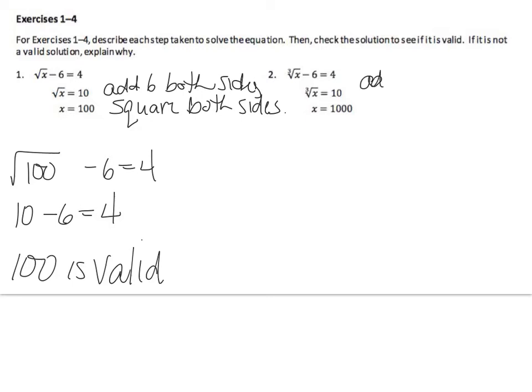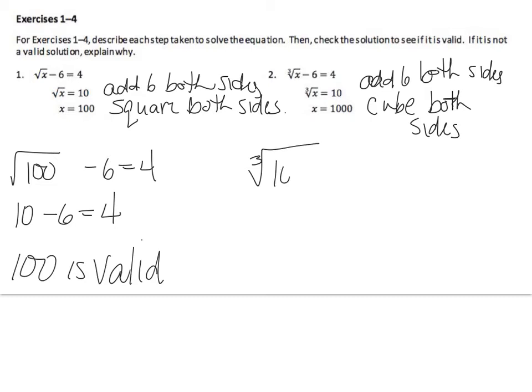So again, we're adding 6 to both sides. And then we're cubing both sides, not the cube root. When we're trying to get rid of a cube root, we cube. If you're not sure where to find that on your calculator, I can show you tomorrow. Let's go ahead and check it.